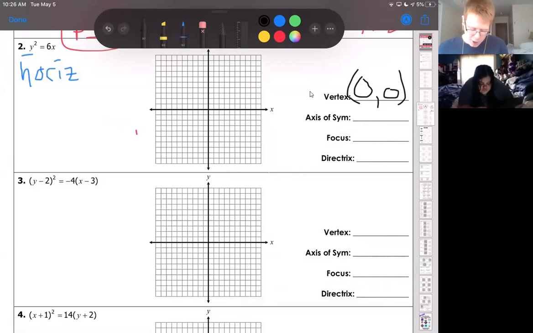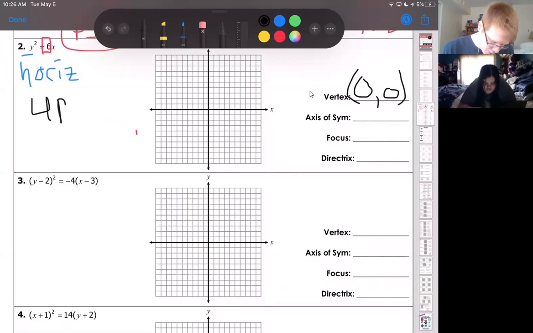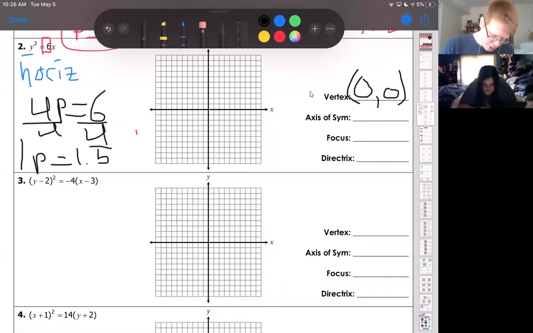The next thing we want to do is find our p-value. So remember, 4p is equal to the coefficient of your non-squared variable. So really we'd have 4p equals 6. If we solve for this, just divide the 4 over, we're going to get p equals 6 over 4, or 3/2, or if you want to put a decimal, it's 1.5. That'll probably be easier to graph if we do a decimal. Since our p-value is positive, and since it's horizontal, it's going to open left or right. Positive goes to the right. So this is going to be a horizontal parabola, and it's going to open to the right because our p-value was positive.